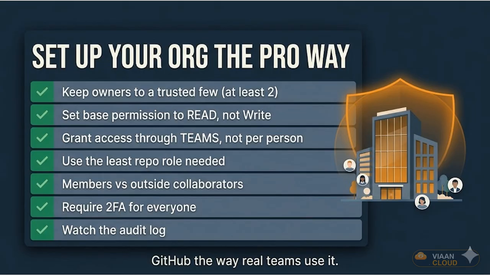Let's lock in everything you now know how to do. You can create a repository as a project's permanent home with a README, branches, issues, and pull requests. You understand the one idea that matters most: an organization owns the repos, so your team's work survives when a person leaves. And you can set it up the professional way: keep owners to a trusted few, set the base permission to read not write, grant access through teams instead of person by person, use the 5 repository roles to give the least access needed, separate members from outside collaborators, require 2-factor authentication for everyone, and watch the audit log. That's GitHub the way real teams actually use it.